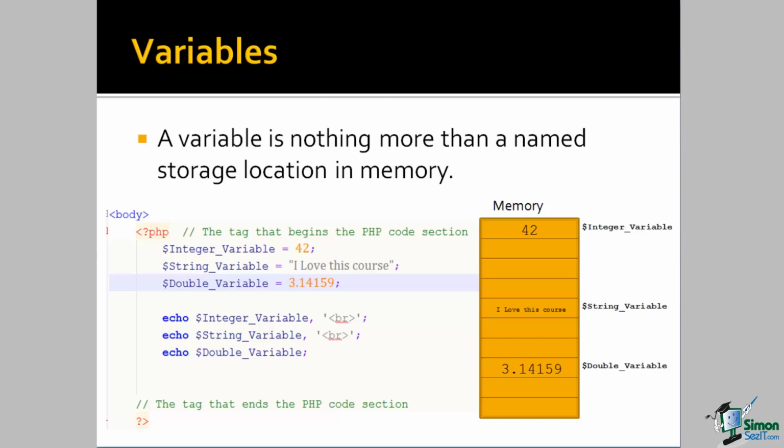That's just a name. And so in memory, I get 3 storage places. Each of those storage places contains the values that I asked PHP to put there, and it has a name associated with that storage location, so that in the next set of code, using the echo statement, I can go to that memory location and retrieve that value with nothing more than the name that I gave it. So I'm echoing the integer variable, the string variable, and the double variable.